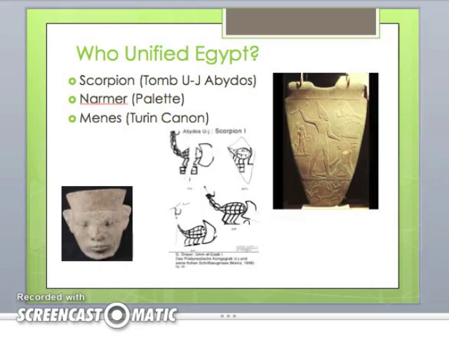However, from an anthropological standpoint, I'm not sure it really matters who actually unified Egypt. I think what matters is that at this time we come up with a bunch of icons and symbols that represent kingship. And we're going to talk about that next here.